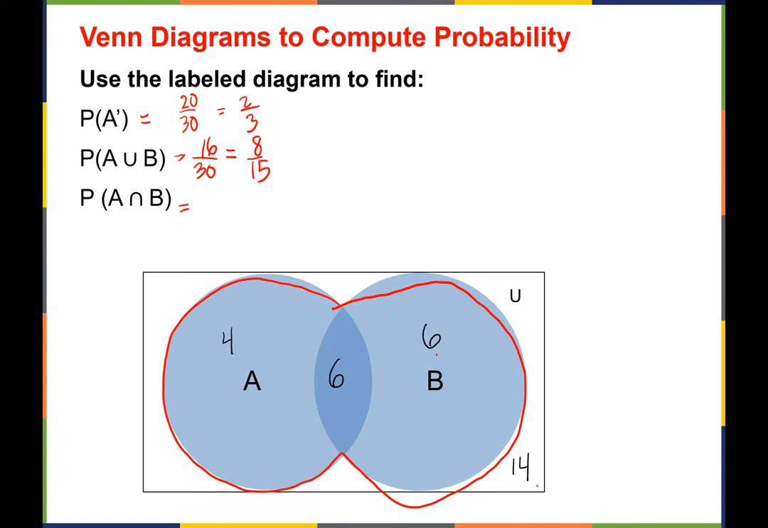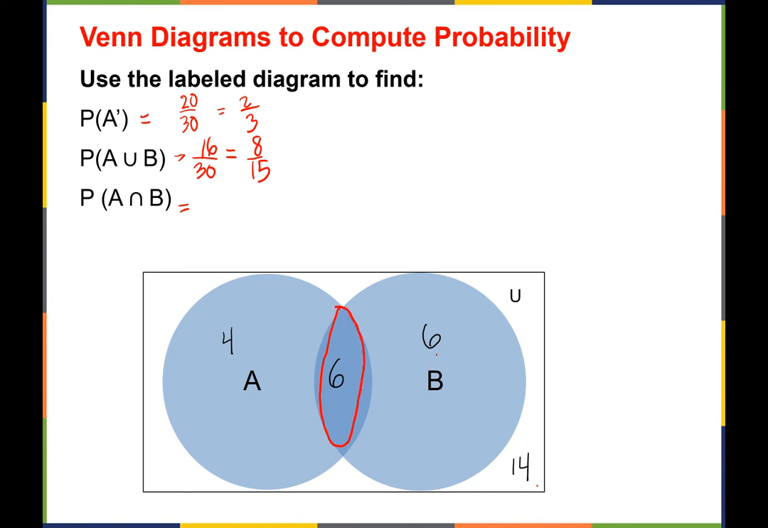And finally, A intersect B. Well, that's this guy right here. So that's 6 chances out of 30. 6 goes into both of those, so that's 1/5, right? So hopefully you were able to use the Venn diagram to calculate those probabilities.